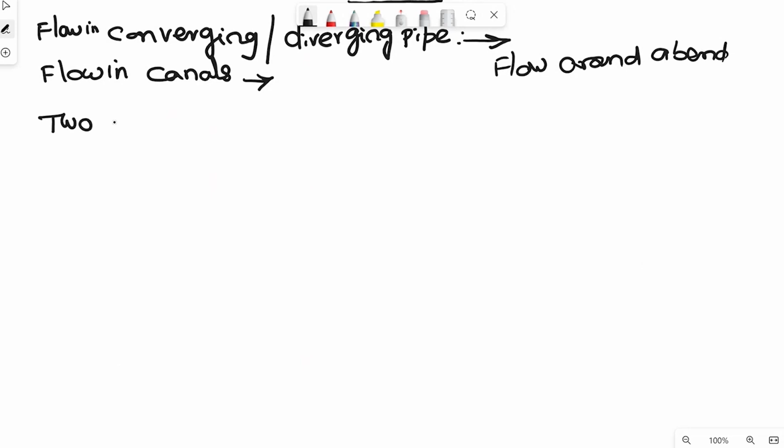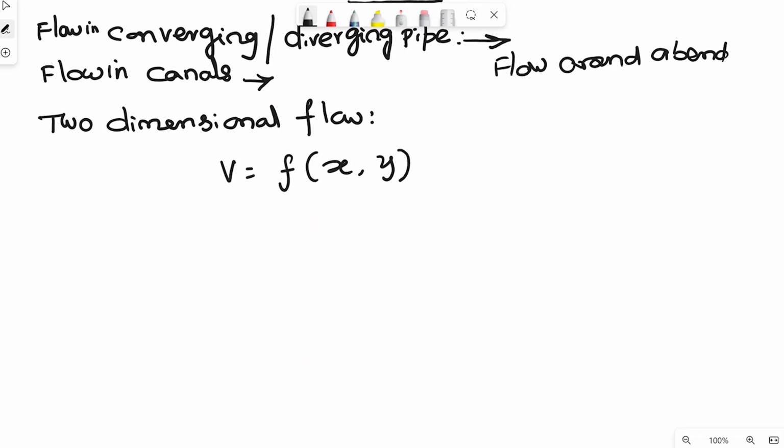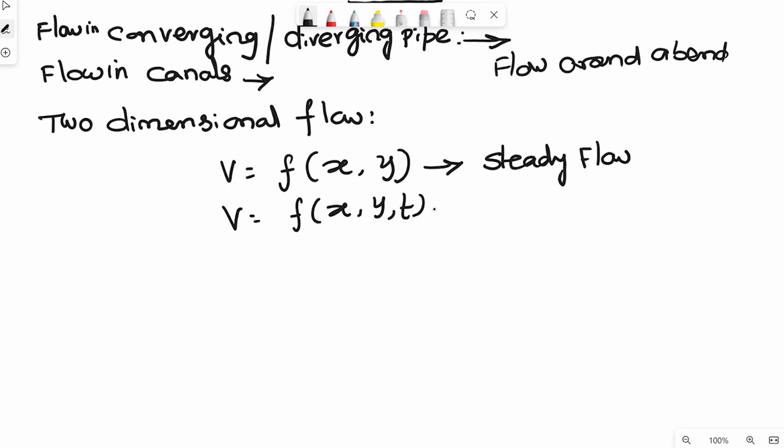But coming to the next one, two-dimensional flow. Here also, the velocity is a function of space and time. But here, the velocity is a function of two dimensions, only x, y. Velocity is a function of x, y, t. The first one represents steady flow, as velocity is independent of time in case of steady flow, whereas in case of unsteady flow, the velocity is a function of space and time.